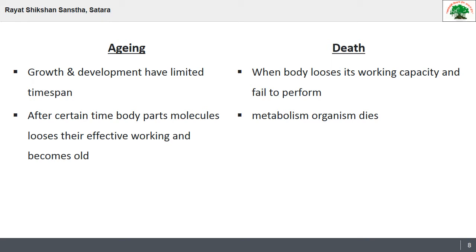Then the next principle of life is death. It is called the end of life. The body loses its working capacity, so automatically metabolism gets stopped and the organism dies. So these two processes are related with each other. After aging, at the end of aging, the body automatically loses its working capacity, and because of losing its working capacity, they fail to perform and automatically the organism dies.